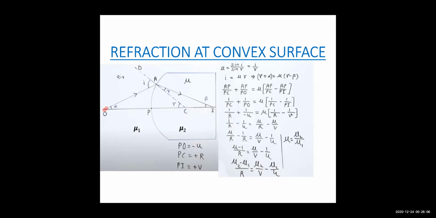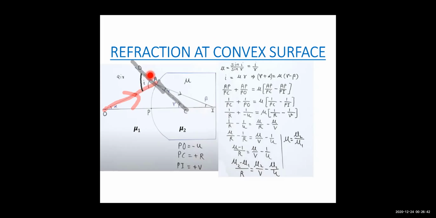So let's draw an incident ray starting from point O. This is the incident ray, the red color, and the black color is the normal. This dotted line which is passing through the center of curvature is the normal at point A. The angle between the incident ray and the normal, this angle, is your angle of incidence I.